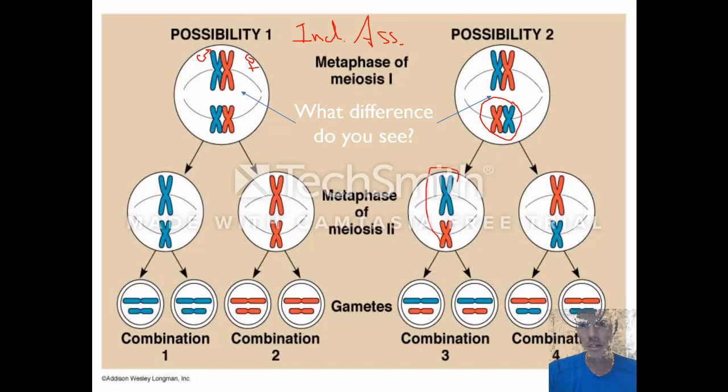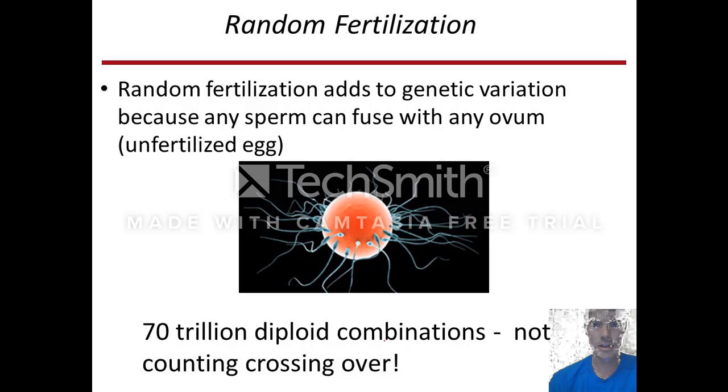So in this case, you had these two go together, and then in this case you had these two go together. So that's a new combination right here. New combination. We've got these two. And it just adds to our variation. And look, this is all these different combinations that came to make this egg. All these sperm represent more different combinations, and 70 trillion different diploid combinations just from crossing over.